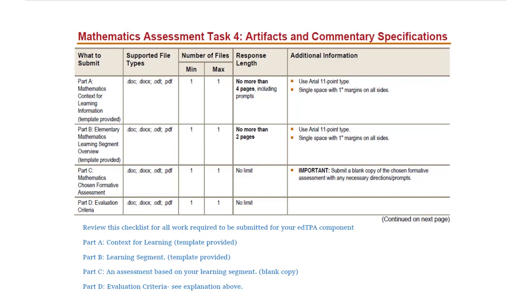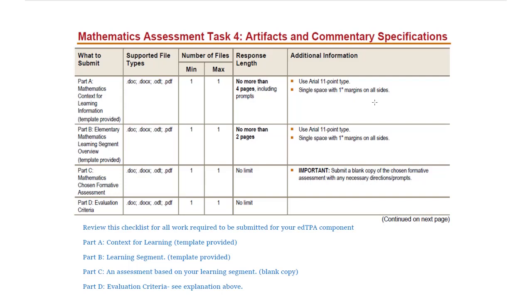These pages are found in your handbook, but I also annotated them with a few notes for this class. So the first part, Part A, is your context for learning. You have a template provided for that cannot be more than 4 pages. It has to be Arial 11-point font and 1-inch margins on all sides. Again, most of the templates you really cannot change, so be sure to pay very close attention to those restrictions.